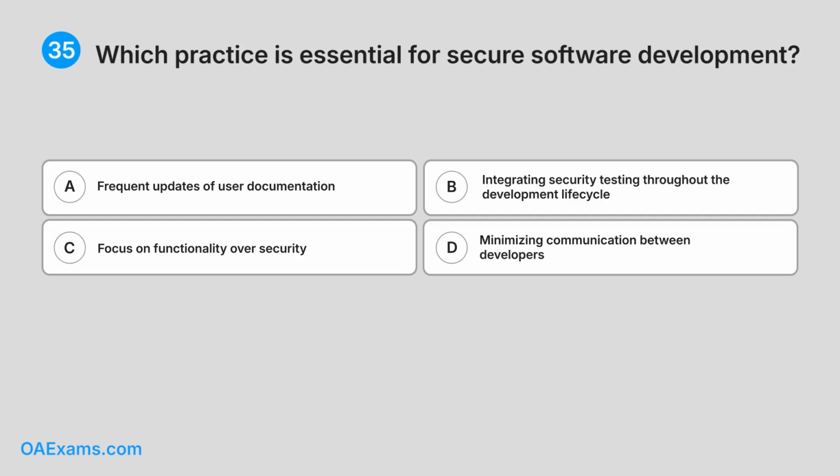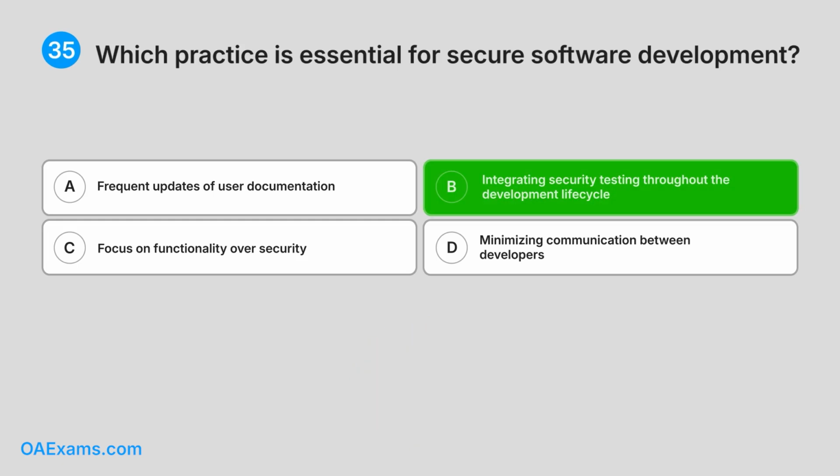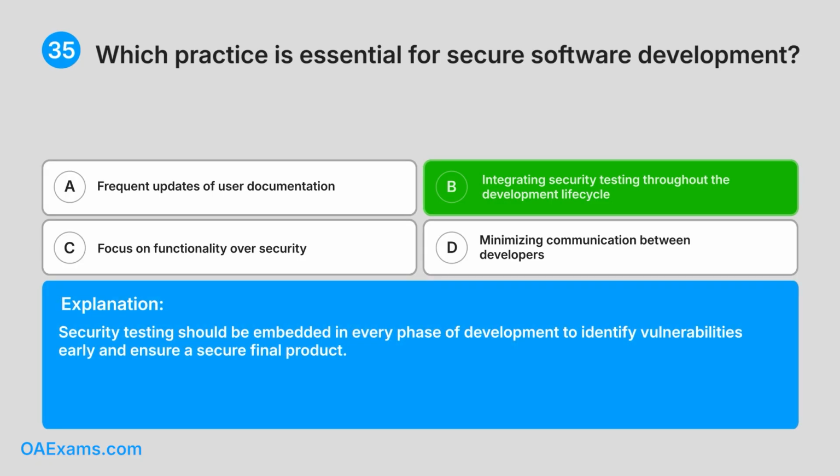Correct answer. B. Integrating security testing throughout the development lifecycle. Explanation. Security testing should be embedded in every phase of development to identify vulnerabilities early and ensure a secure final product.